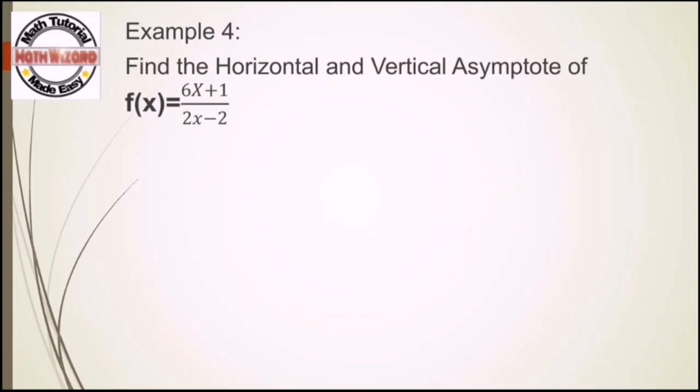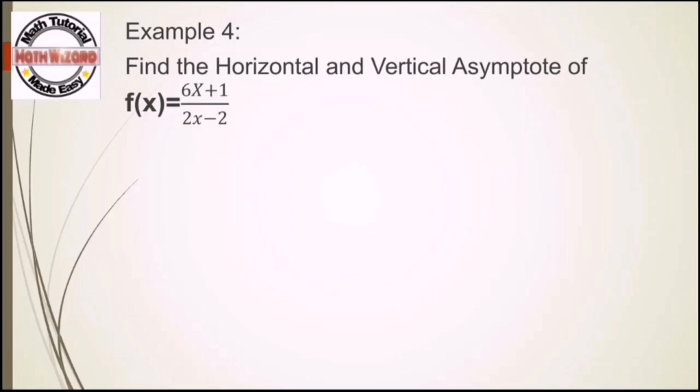So kanina kasi yung ating numerical coefficient ay 1, 1 lang. So ngayon lagyan natin ng bago. Yan. So first, again, same procedure. Find the horizontal asymptote and vertical asymptote of 6x plus 1 all over 2x plus 1.